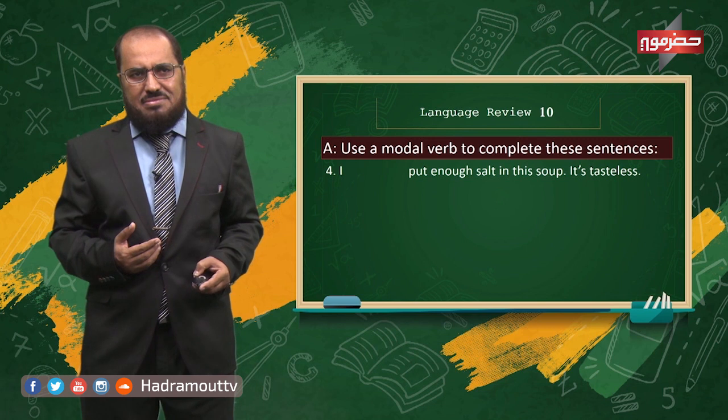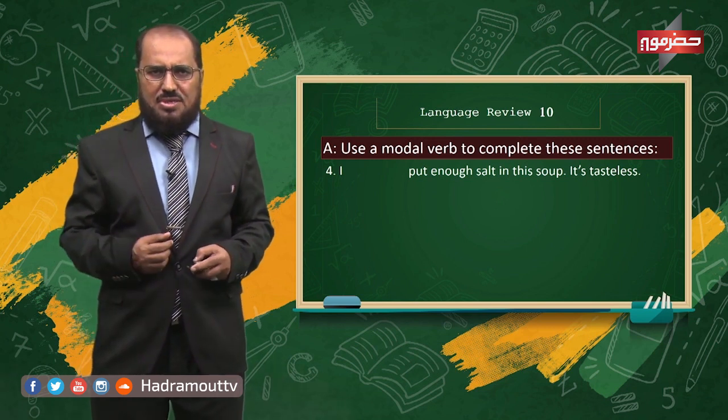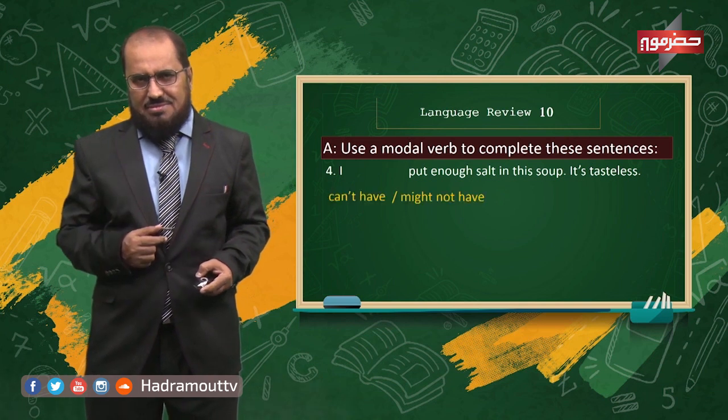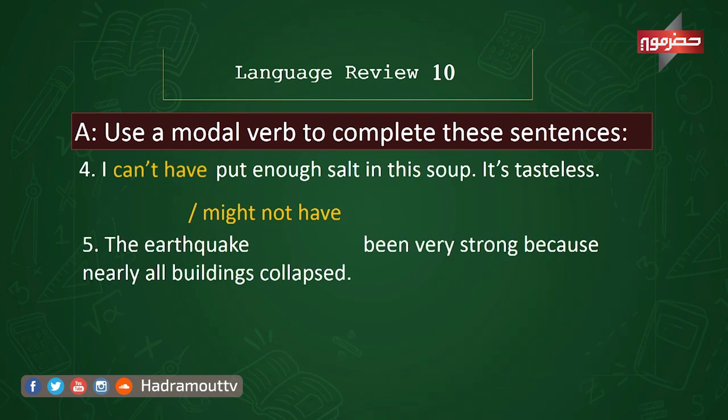Next. Number 4: I put enough salt in this soup. It's tasteless. Can't have or might not have? It's tasteless. Can't have. I can't have put enough salt in this soup. It's tasteless. Okay? Not taste.